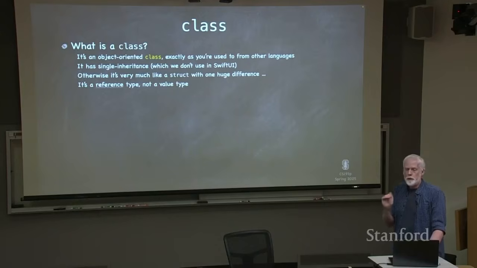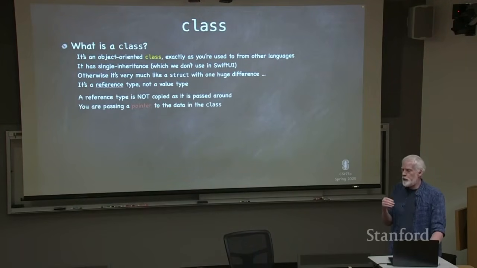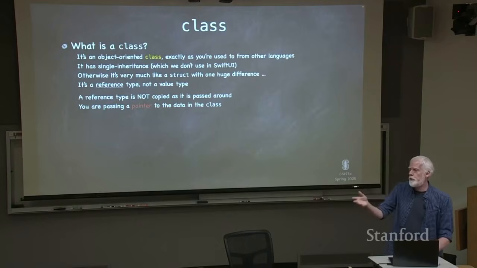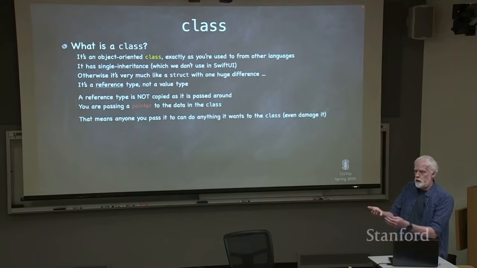And that is the huge difference between a struct and a class. Classes are reference types. That means that when you're passing a class around to various functions, you are passing a pointer to it. And that means that the function that you passed it to can do anything it wants to that thing. Damage it to its heart's content. You didn't pass it read-only.